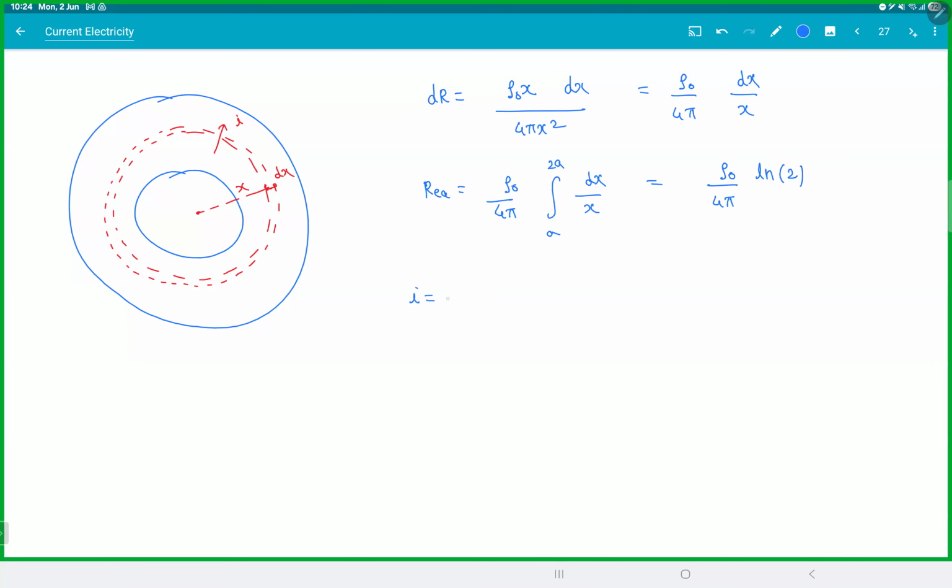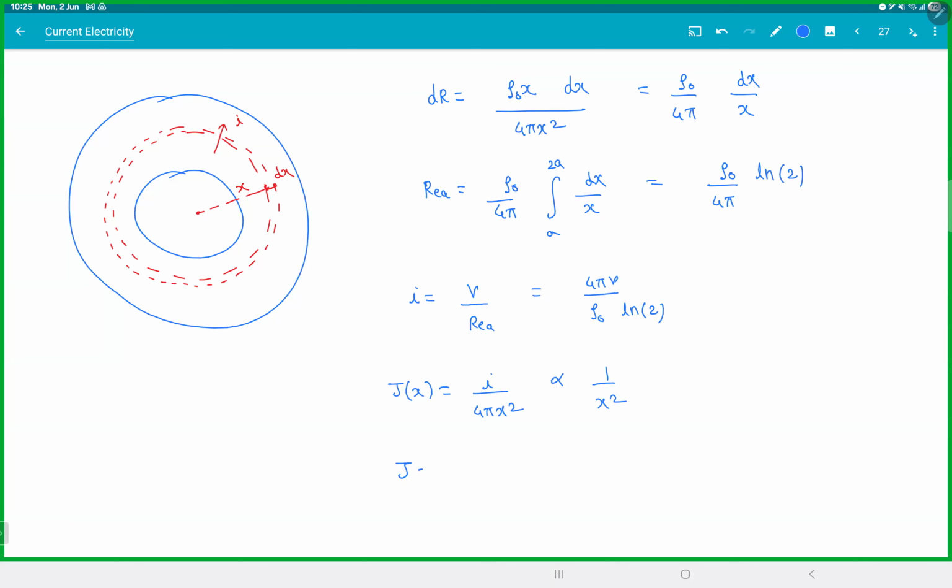What is current? That is the easy one. V by R equivalent. The current is 4 pi V by rho naught ln 2. What is current density? J of x, which is current by area. Area is 4 pi x square. I is constant anyway, so current density is proportional to 1 by x square. This can be asked like this as integers. J is proportional to x power n. What is n?